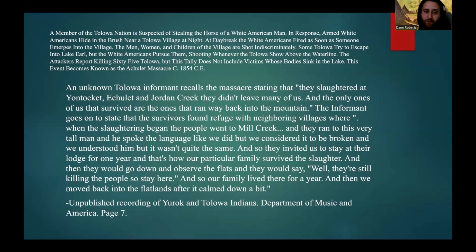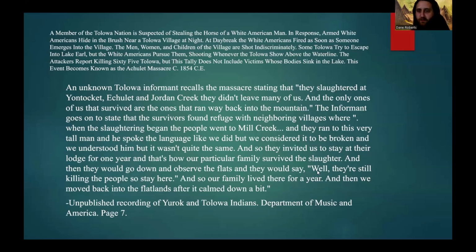when the slaughtering began, the people went to Mill Creek. They ran to this very tall man. He spoke the language like we did, but we considered it to be broken, and we understood him, but it wasn't quite the same. And so they invited us to stay at their lodge for 1 year, and that's how our particular family survived the slaughter. And then we would go down and observe the flats, and they would say, well, they're still killing people, so stay here. And so our family lived there for a year, and then we moved back into the flatlands after it calmed down a bit.